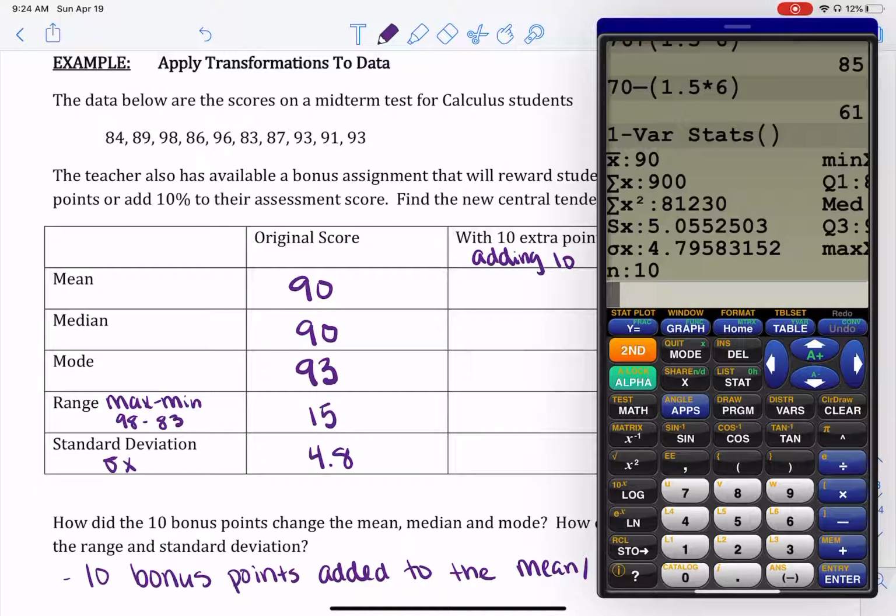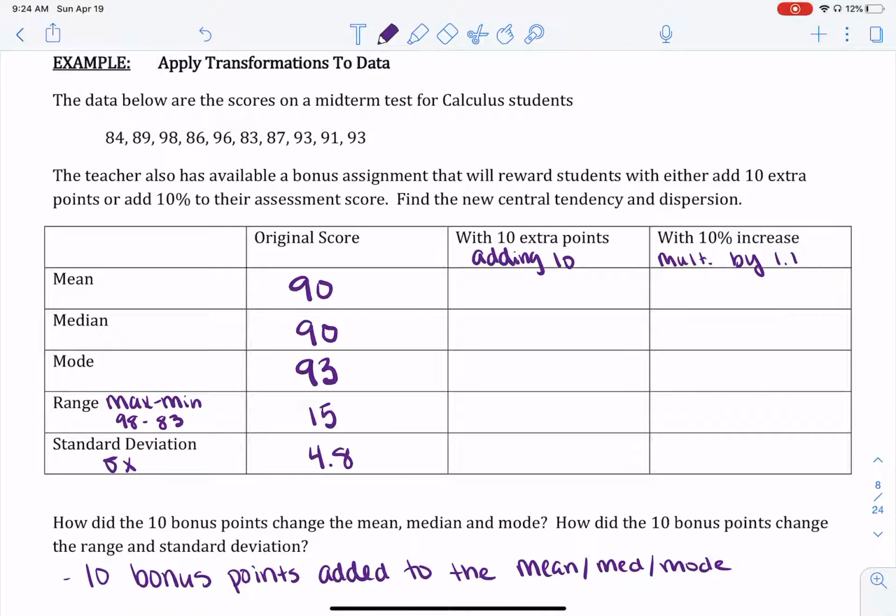So what you need to know here, and just to save time, I'm not going to add 10 points and type all of these in. So if I were to add 10 points, this would then become 100, 100, 103. Our range would stay the same. It would still be 15 because our new max would be 108 minus 93. And our standard deviation would stay the same. So when we add points consistently to our data, everything just goes up by 10, but the range and the standard deviation will stay the same.